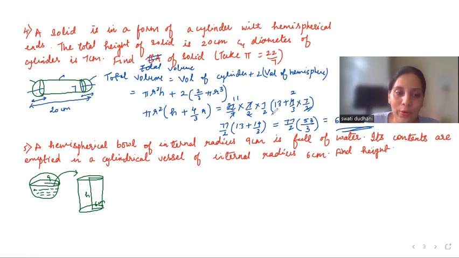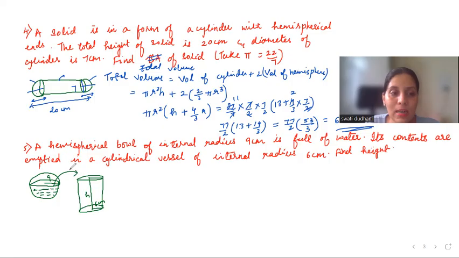Now moving on, a hemispherical bowl of internal radius 9 centimeter is full of water. So here we have a hemispherical bowl. The radius is 9 and the hemisphere is full of water.